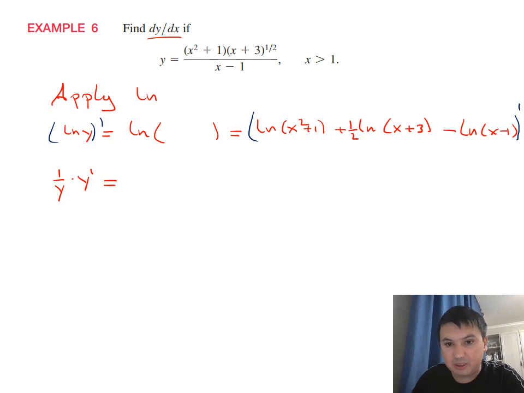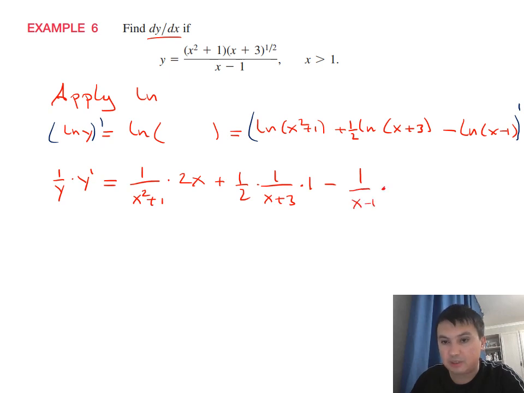On the right, okay, what is the derivative of ln of x squared plus 1? It is 1 over x squared plus 1 times the derivative of x squared plus 1, which is 2x, plus 1 over 2. Here we have x cubed plus 3x at the bottom, multiplied by the derivative of x cubed plus 3x, minus the derivative of ln of x minus 1, which is 1 over x minus 1, multiplied by the derivative of x minus 1, which is 1.